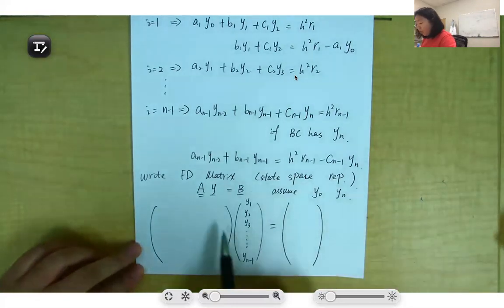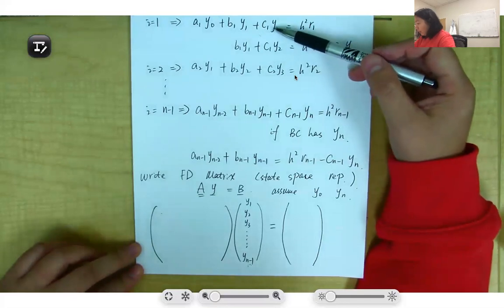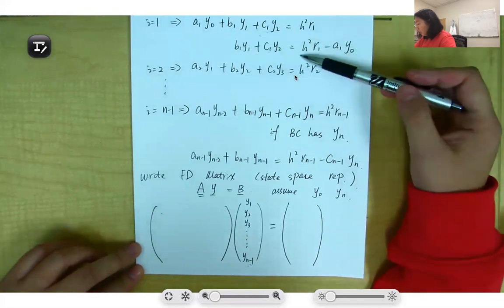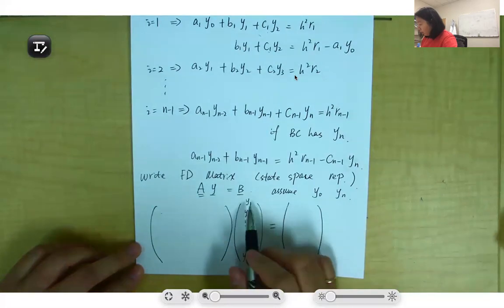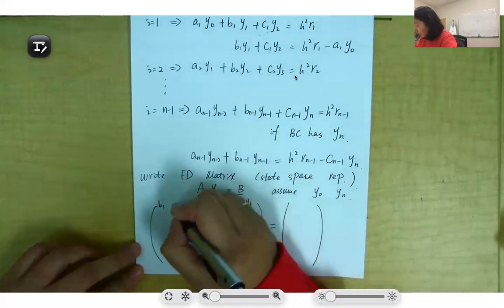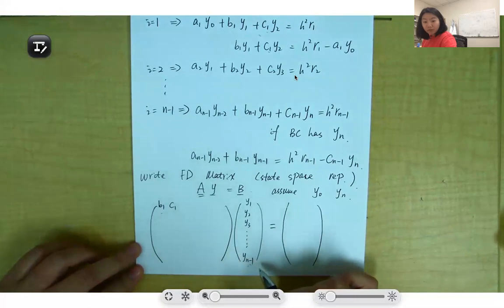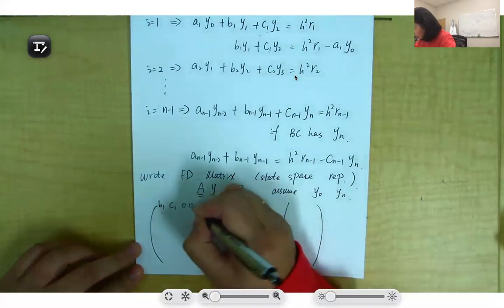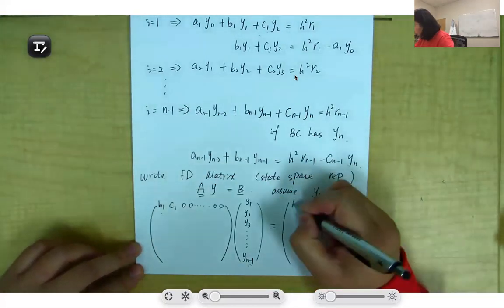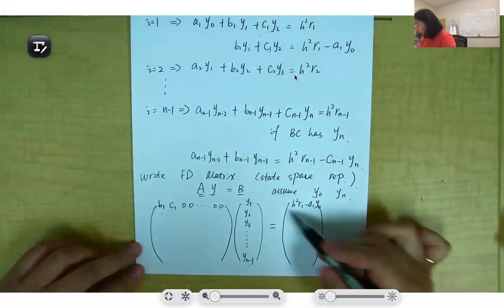So let's see what our first equation is, with i equals 1. You have b1 y1 plus c1 y2 equals the forcing function. The coefficient for y1 will be b1, the coefficient for y2 will be c1, okay? And all the other coefficients for the other unknown nodes will be 0. So it will be 0, 0, dot, dot, dot, 0, 0. Then what does that equal to? It equals h squared r1 minus a1 y0. You know y0, so you know what this term is.